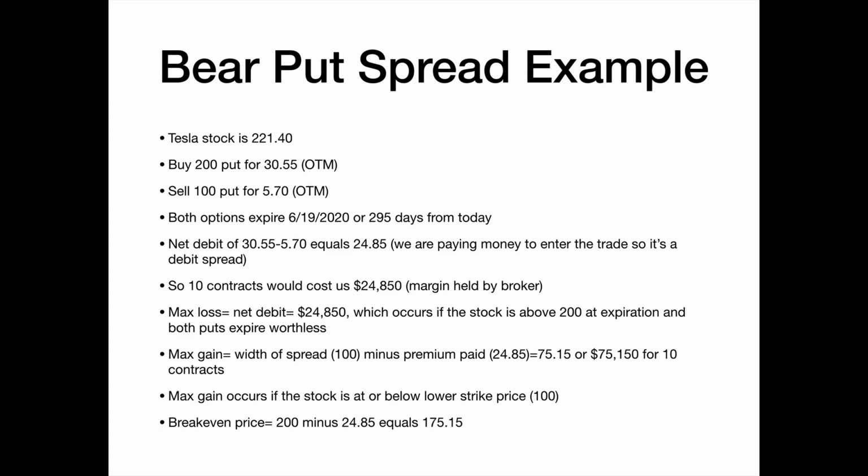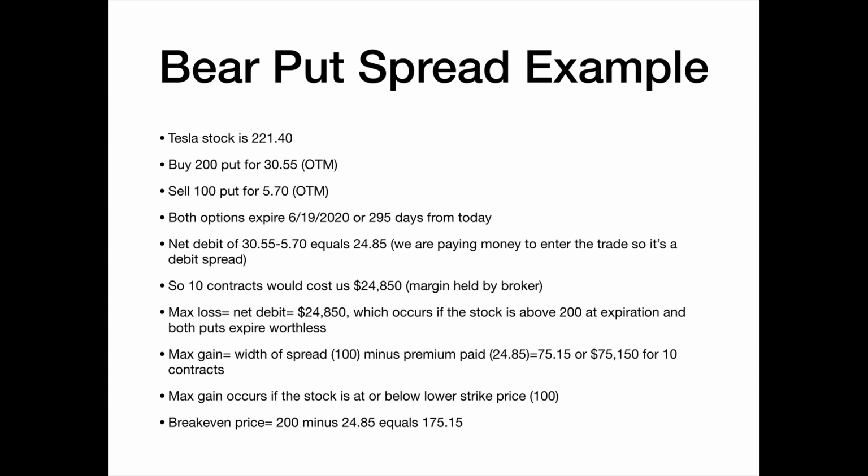In that case, the spread will be worth 100, but we paid $24.85 for the spread. And so our gain will be $75.15 per share, $75,150 on 10 contracts. Again, this max gain occurs if the stock is at or below that lower strike price, which in this case is 100.